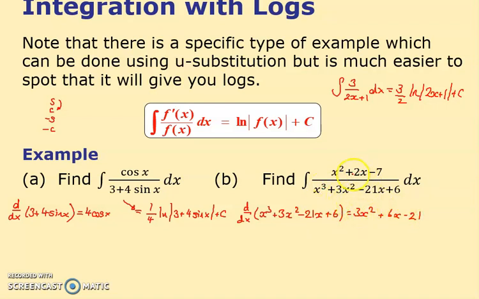Now, is that the top? And the answer is no, it's not the top. But actually, it's closer than you think. That's times by 3, that's times by 3, that's times by 3. In actual fact, this is 3 times the top. So what this is saying to me is it does work, but the top's too small by a factor of 3. So my answer is going to be a third of the log of the bottom. And that's all I've got to do.